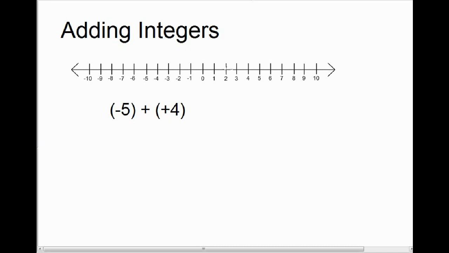So here's another example where we're adding 2 integers. Again, with this one, we're going to start at the first number. So we're going to start at negative 5. We're adding a positive, in this case positive 4. So since we're adding a positive, we're going to move to the right. And since we're adding positive 4, we're going to move to the right 4 places. And if we start at negative 5 and move to the right 4 places, we end up at negative 1.